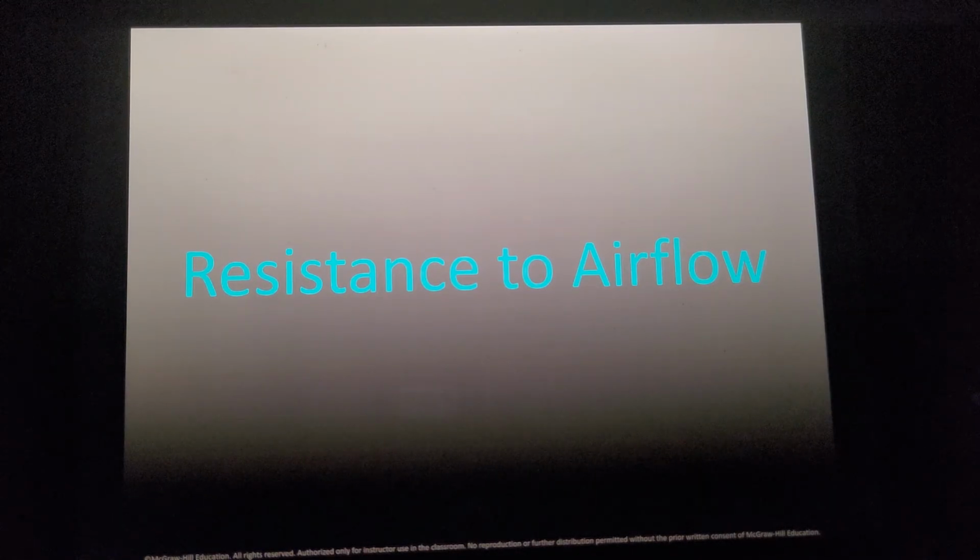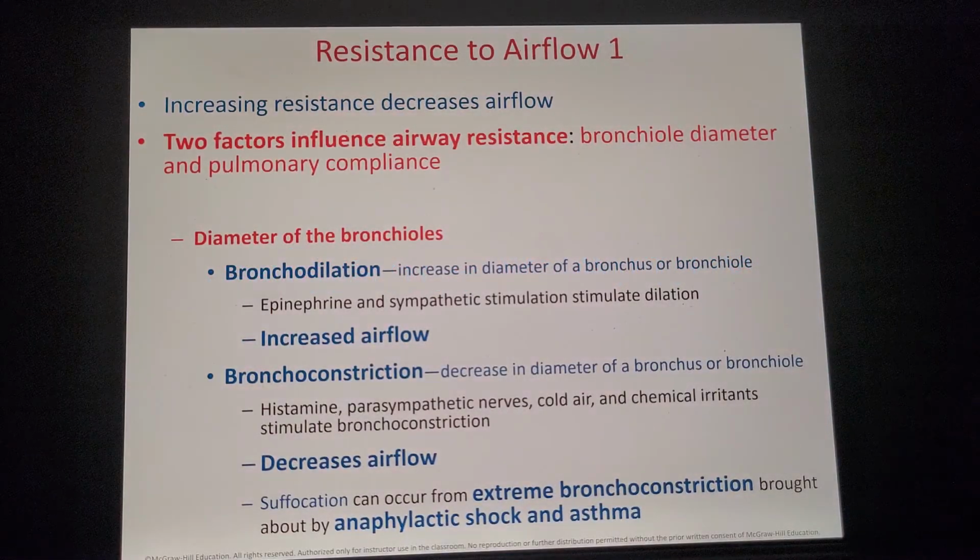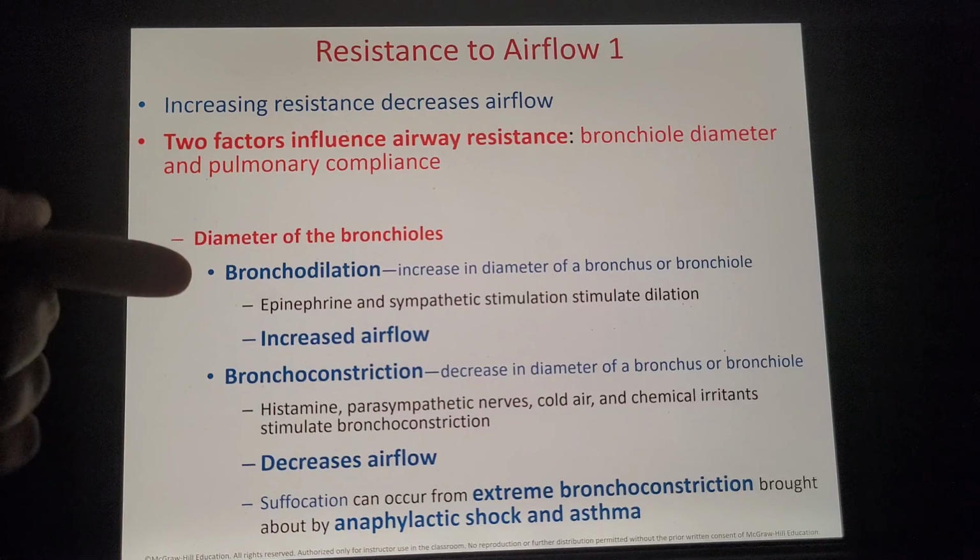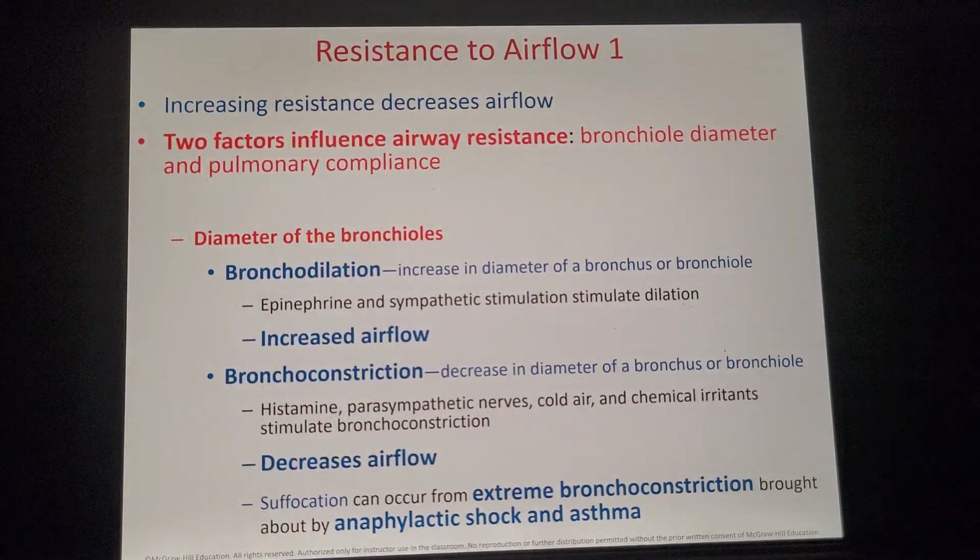Last thing for this video is looking at resistance to airflow. So we've changed our volumes. We can change where air goes. However, the other thing that can affect it is resistance. Depending on the size of our bronchioles can determine whether air can actually move, because that's how it gets to the lungs. So, one thing is bronchial diameter, and the other one is pulmonary compliance, so how stretchy our lungs are. Our bronchioles can be changed with their diameter using bronchodilation, so dilating, making something bigger.